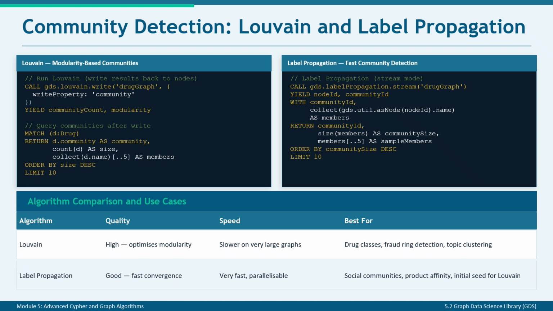Louvain produces higher quality communities because it explicitly optimizes modularity, but it's slower on very large graphs. Label propagation sacrifices some quality for speed. It's highly parallelizable and great for scale. In practice, many teams use label propagation for fast exploration, then Louvain on the interesting subgraph to get more precise community boundaries. The two algorithms complement each other well.